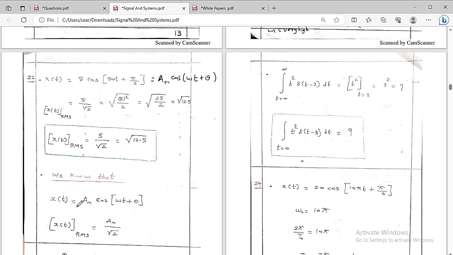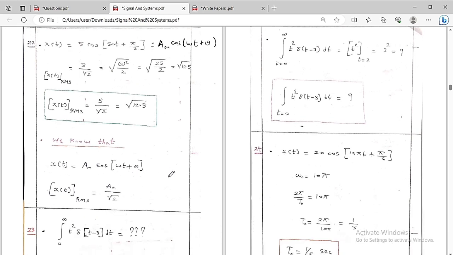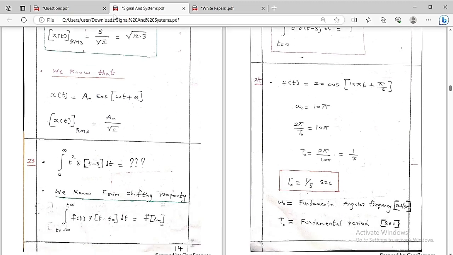So we know that for x of t equal to Am cos of omega t plus theta, the RMS value is the peak value by root 2. This one you always have to keep in your mind. So this is the correct solution of this question.